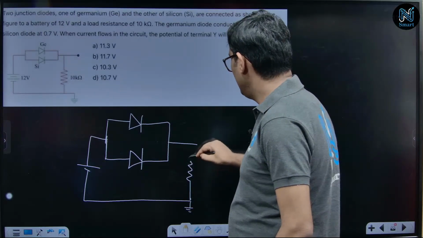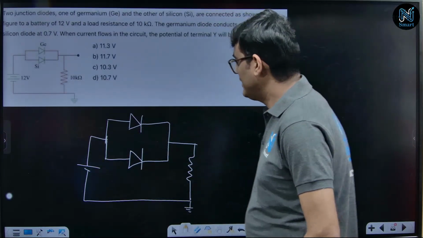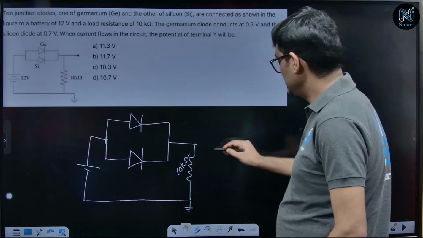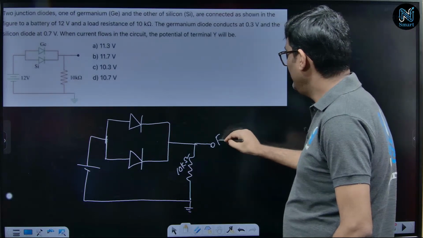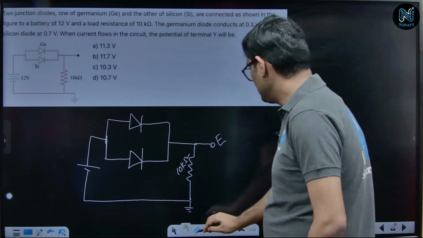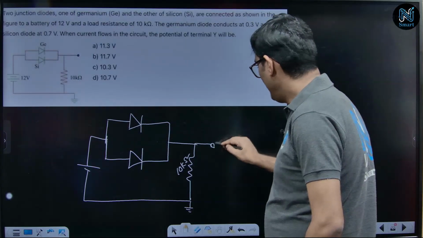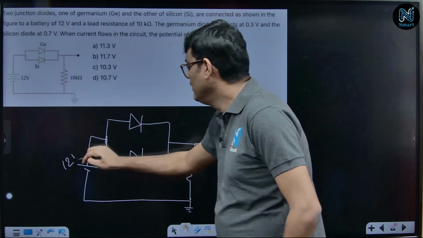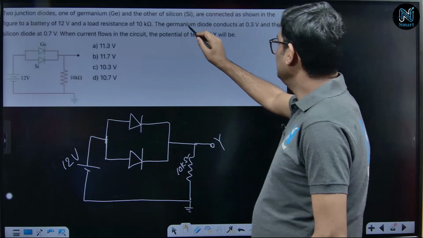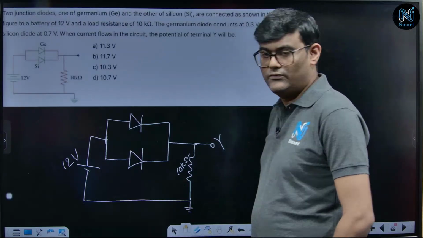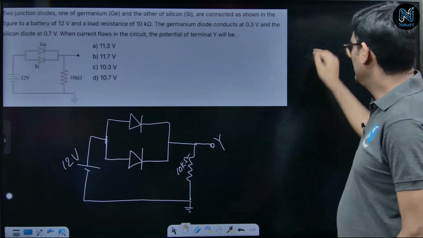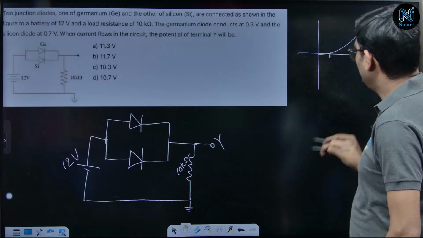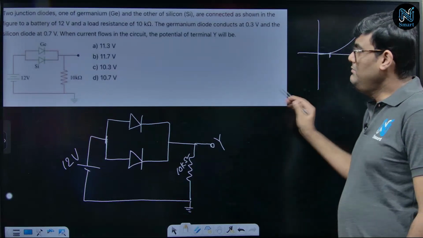আর একটা এন্ডে এই 12 ভোল্টের ব্যাটারি কানেক্ট করা আছে, আর এখানে একটা 10 কিলো ওহমের একটা রেজিস্ট্যান্স রাখা আছে, রাইট? কোয়েশ্চেনে বলছে এই পয়েন্টটার নাম ওয়াই দেওয়া হয়েছে, হোয়াট ইজ দ্য পোটেনশিয়াল অফ দ্য টার্মিনাল ওয়াই। এটা একটা 12 ভোল্টের ব্যাটারি। এখানে একটা জিনিস বলা আছে যে জার্মেনিয়াম কন্ডাক্টস অ্যাট 0.3 ভোল্ট। আমরা ডায়োডের একটা গ্রাফ ড্র করেছিলাম, যদি তোমার মনে থাকে আগের ক্লাসে একটা নি ভোল্টেজ আমরা ড্র করেছিলাম, যে এই ভোল্টেজটা মিনিমাম লাগবে একটা ডায়োডকে কন্ডাক্ট করতে। এই মিনিমাম ভোল্টেজটা কেন লাগে?